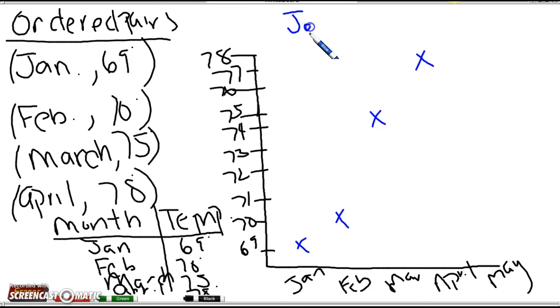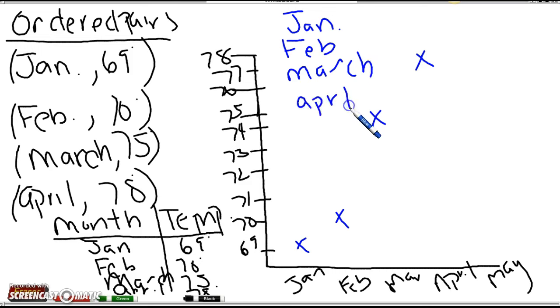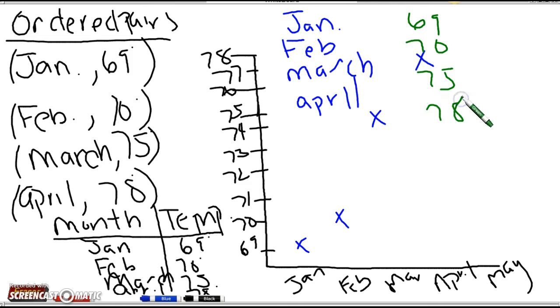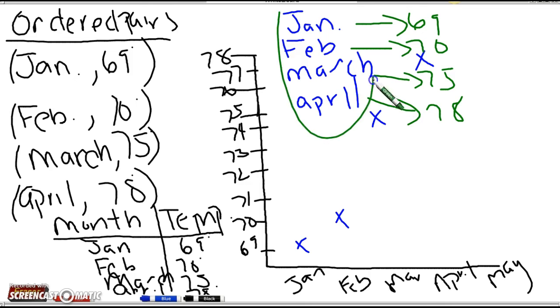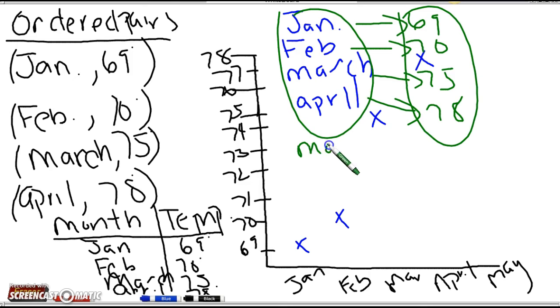I'm going to write it here. So January, February, March, April. And we have 69, 70, 75, 78. And each one just goes to one. And there's my mapping. And these are the months again, and this is the temperature. So I hope this helps.